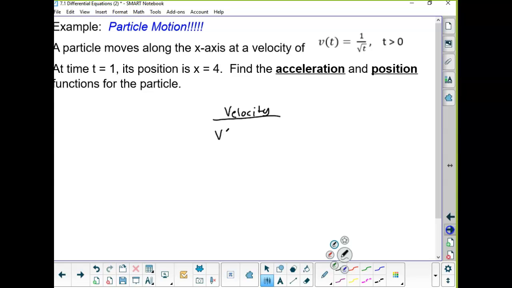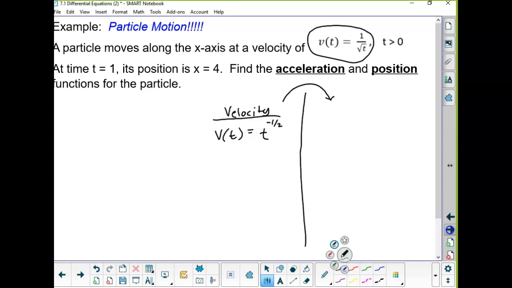What do we know? I know that the velocity is equal to 1 over the square root of t. I don't like the way that that's written. I'm going to rewrite this as t to the negative 1/2. Okay. So that's velocity. Nothing crazy. What do I do to velocity? Find acceleration. Well, from trimester 1, if we know velocity, we take the derivative, and that will give me the acceleration. So acceleration is just the derivative.